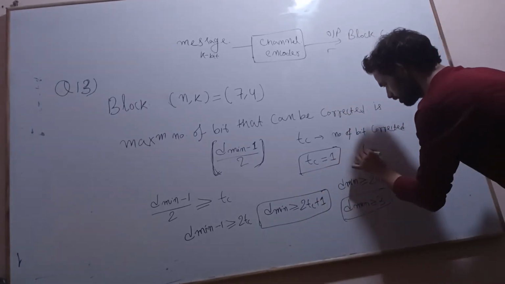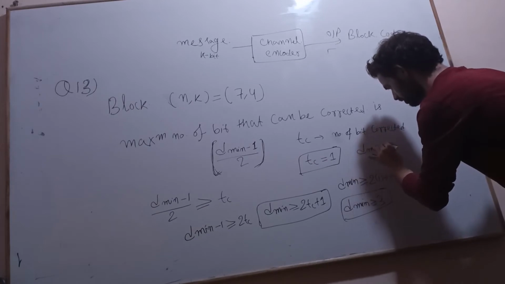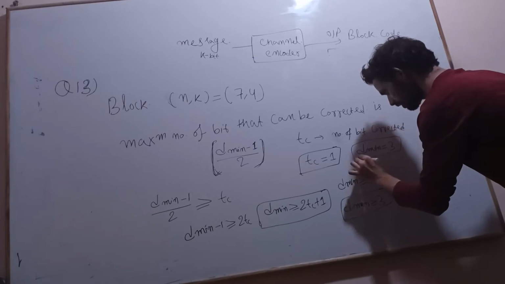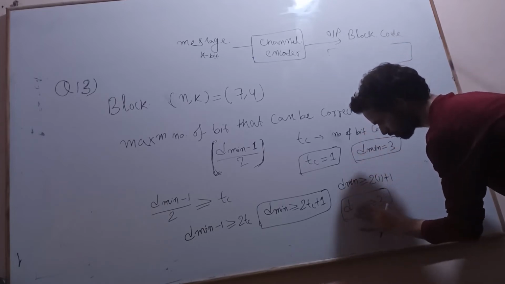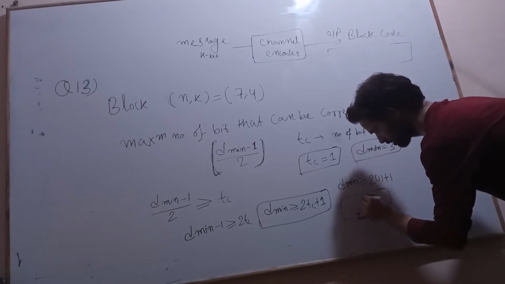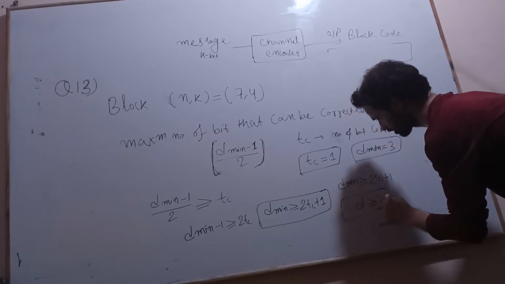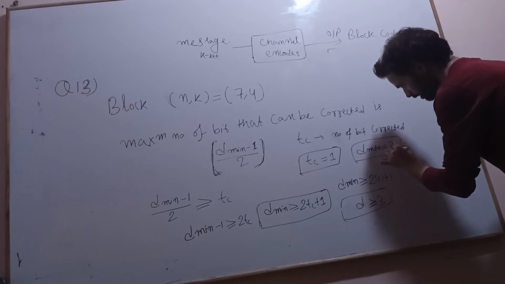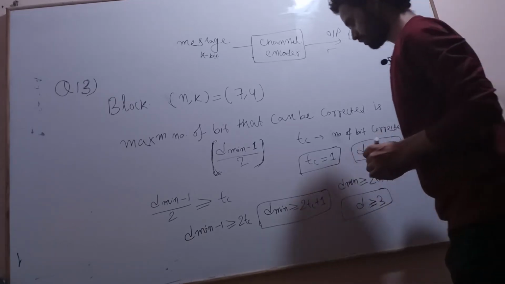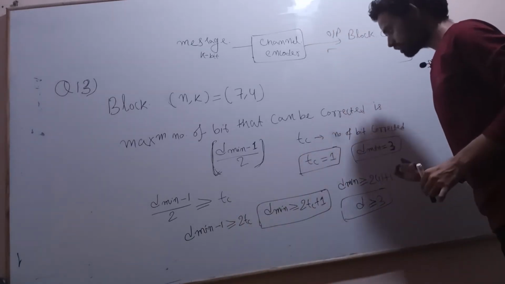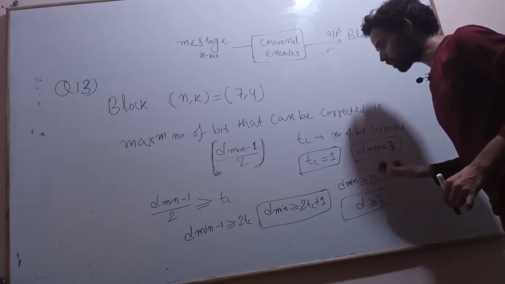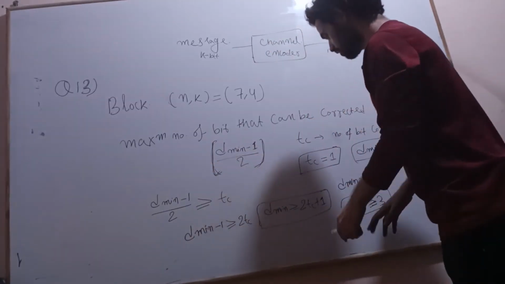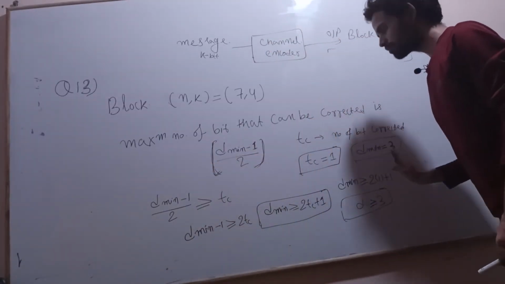Okay, so you can say d minimum is equal to 3. If you don't want to write d minimum, then you can write d at least 3. If you write d minimum, then d minimum equal to 3. It may be greater than 3. So this is the minimum distance required for single error correction. Single error correction is d minimum equal to 3.